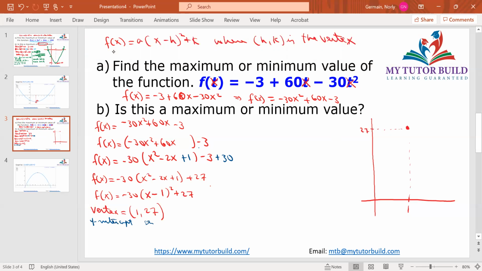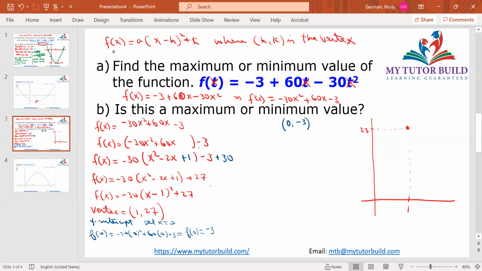If you set x equal to 0, f of 0 would be negative 30 times 0 squared plus 60 times 0 minus 3. So f of 0 is simply negative 3. So we know the first point we're going to have is when x is 0, y is negative 3.